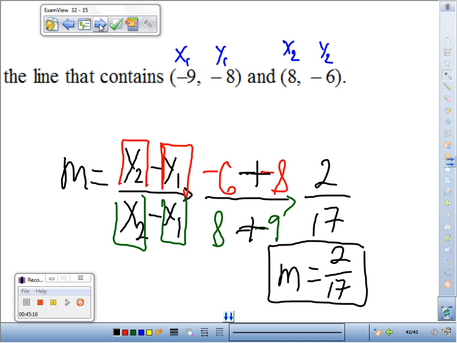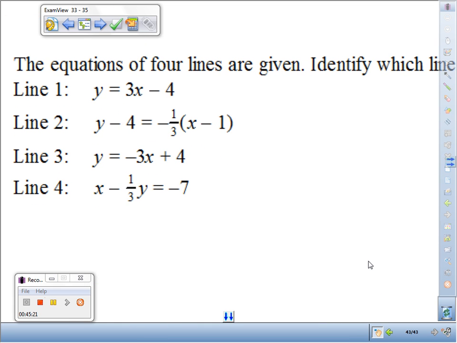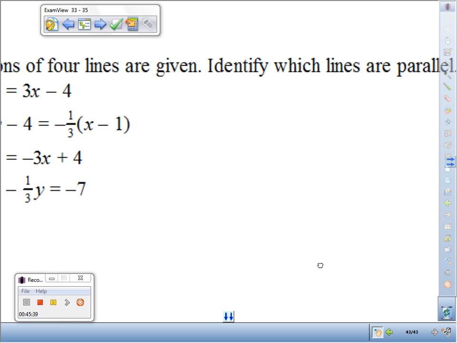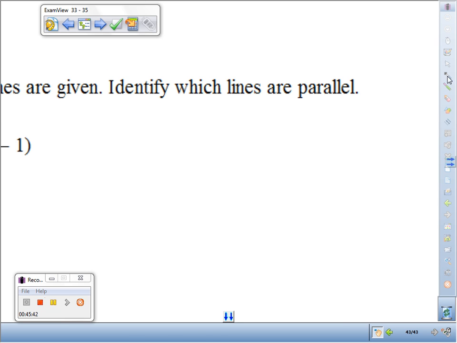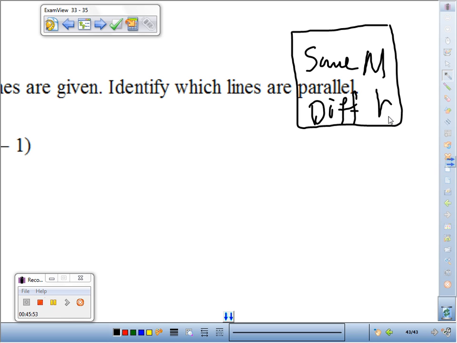Okay. Number 33. Here we go. It says, the equations of four lines are given. Identify which lines are parallel. Whenever you see the word parallel, I want you to do this. Look up, please, put a box, and write same M, different B. So you never forget what that means: same slope, different y-intercept. Are we there?